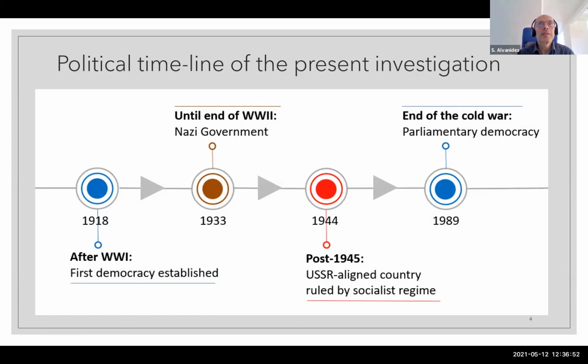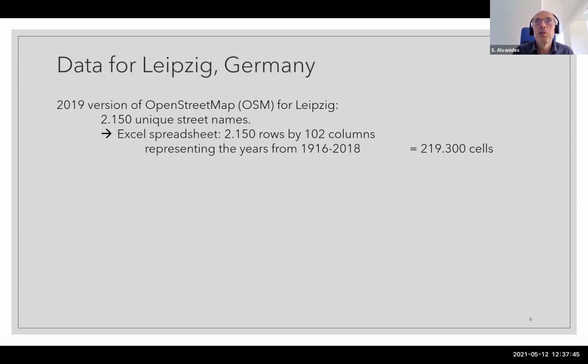Now, what you need to be aware of to understand this presentation is the general political changes in Germany, which obviously influence the rest of Europe as well. Some key dates: 1918 onwards, the end of the First World War and the democracy being established in Germany. Then 1933 is the establishment of the Nazi government. 1945 is the post-war era and the USSR establishment, ruling parts of Germany in the eastern part. And then we have 1989, the end of the Cold War and the establishment of parliamentary democracy in the eastern part of Germany. Leipzig happens to be in the eastern part, and this is why it's of interest to this research.